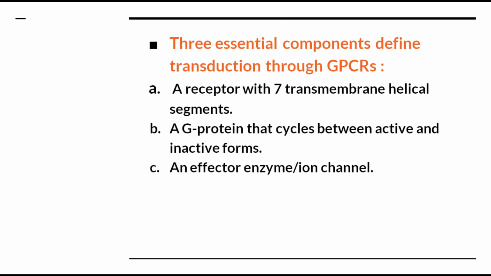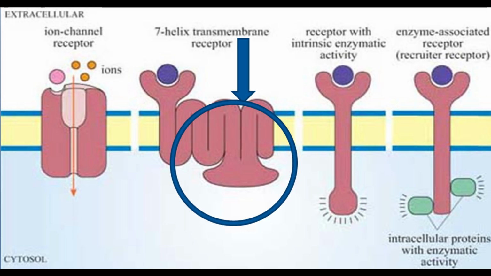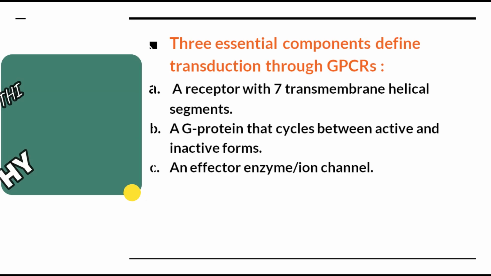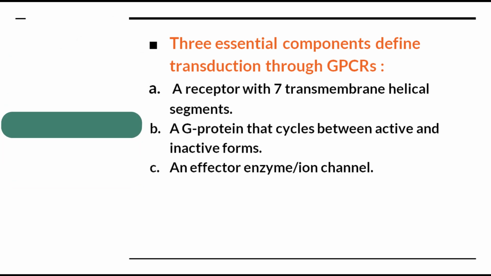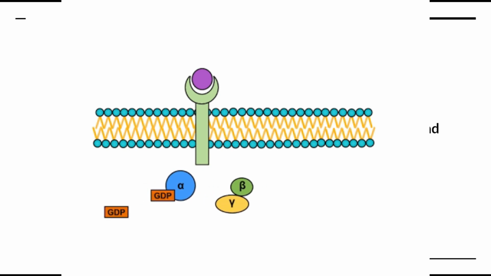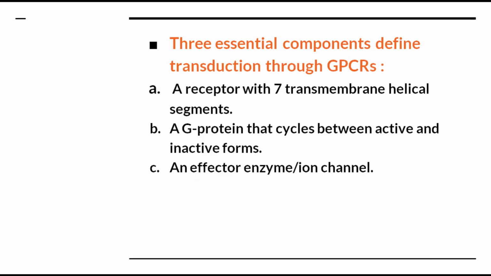Now, the three most essential components of this transduction through the G protein receptors are, the first one, a receptor with a 7 transmembrane helical segment. This transmembrane protein is hydrophobic in nature. Second, a G protein that cycles between active and inactive forms. Now, the G protein cannot always be active because it will attract unwanted attention, and that can cause a lot of problems. And in the end, an effector enzyme or ion channel, because talking or communicating is very, very, very important.